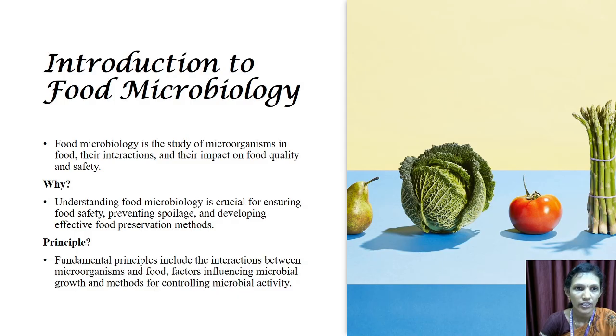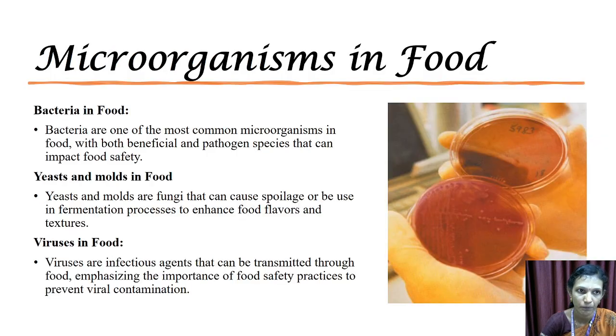So food microbiology is a multidisciplinary field focused on the study of microorganisms present in our food. It is essential for ensuring the safety and quality of food products, as well as for developing strategies to prevent foodborne illnesses and spoilage. So here we need to understand the basic principles of food microbiology. It is key for implementing effective food safety measures.